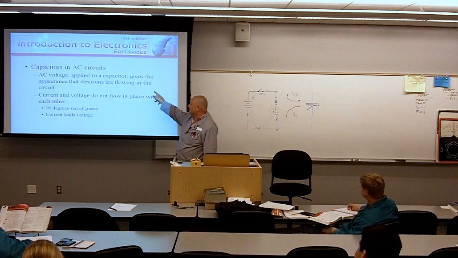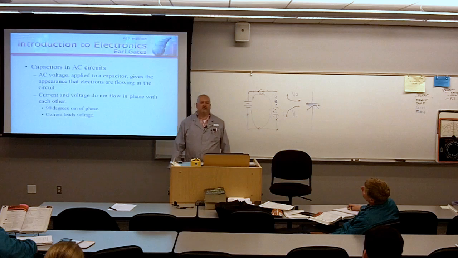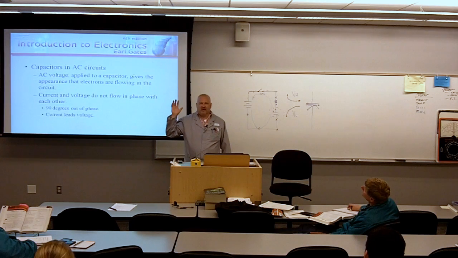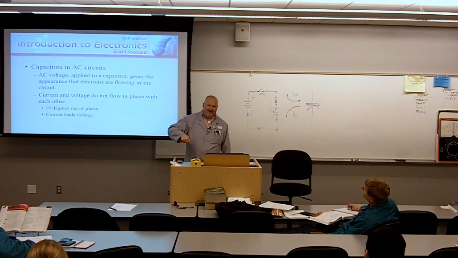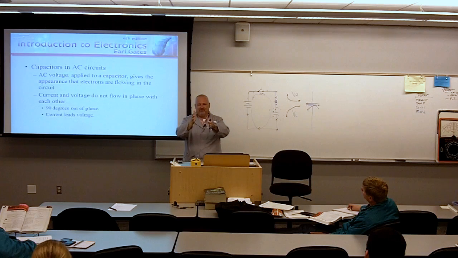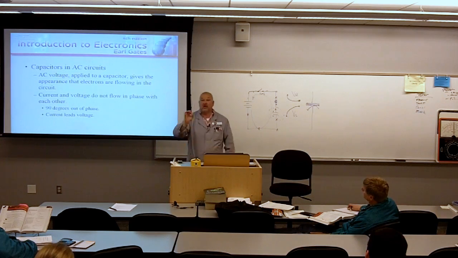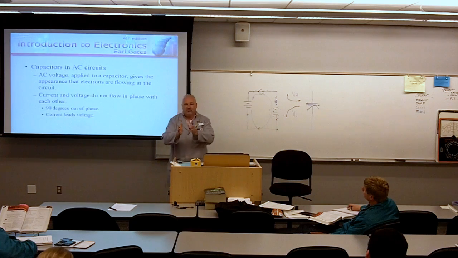So it gives the appearance that electrons are flowing in the circuit. Are electrons really flowing in the circuit? Yes. Are they flowing through the capacitor? No. Am I building up a difference in potential across the plates in the form of an electrostatic field? Yes. And in order for me to do that, there must have been current flow, because what is the plate? A giant parking lot for electrons.